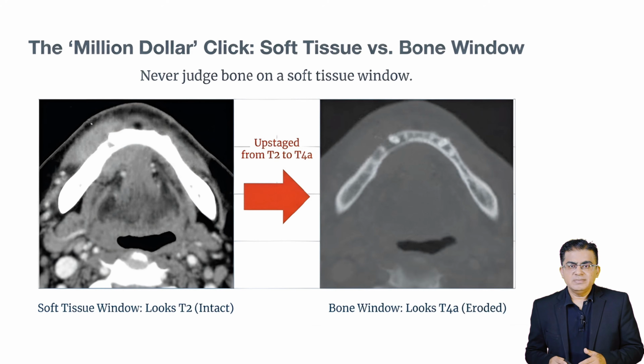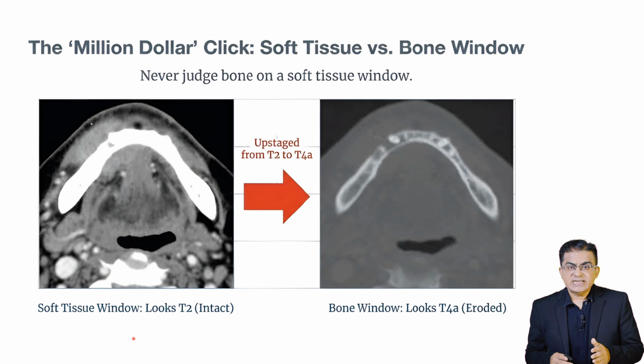Now look at the mandible right next to it. It looks bright white. It looks solid. It looks intact. If you stop here, you will stage this patient as T2 based on its size and tell the surgeon bone looks clear. You can probably save the mandible and do marginal mandibulectomy. But you would be wrong.